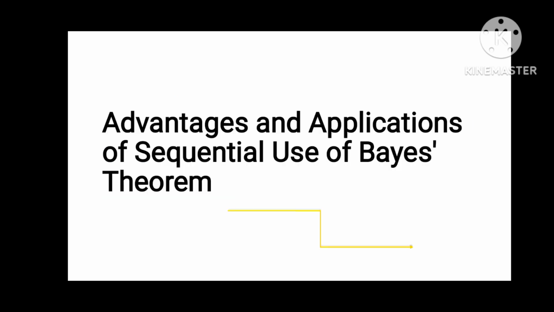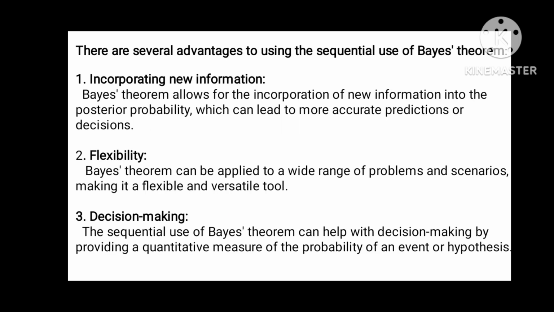Advantages and applications of sequential use of Bayes theorem. Incorporating new information: Bayes theorem allows for the incorporation of new information into the posterior probability, which can lead to more accurate predictions or decisions. Flexibility: Bayes theorem can be applied to a wide range of problems and scenarios, making it a flexible and versatile tool. Decision making: the sequential use of Bayes theorem can help with decision making by providing a quantitative measure of the probability of an event or hypothesis.